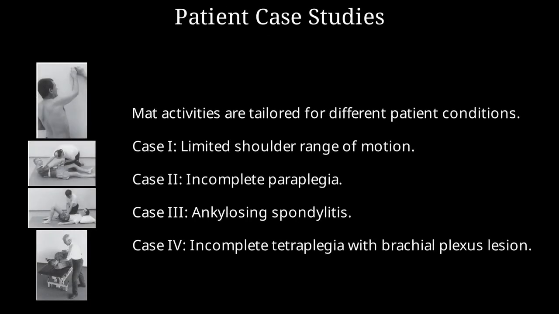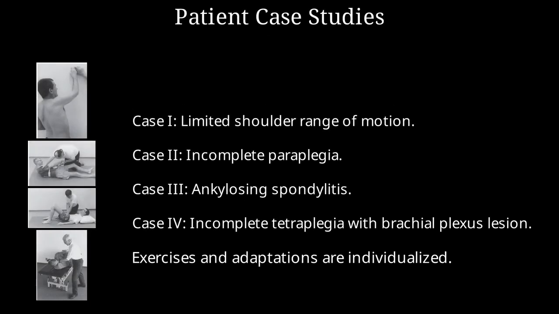Mat activities are adapted for various patient conditions, such as limited shoulder range of motion, incomplete paraplegia, ankylosing spondylitis, and incomplete tetraplegia with brachial plexus lesion. Each case demonstrates specific exercises and adaptations to meet individual needs.